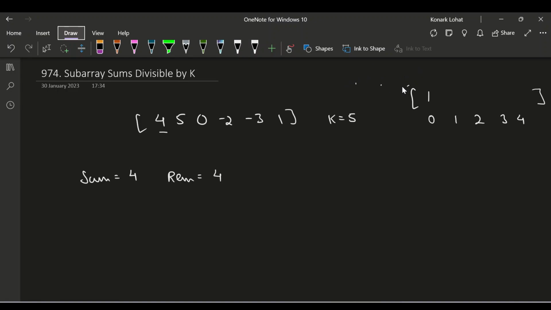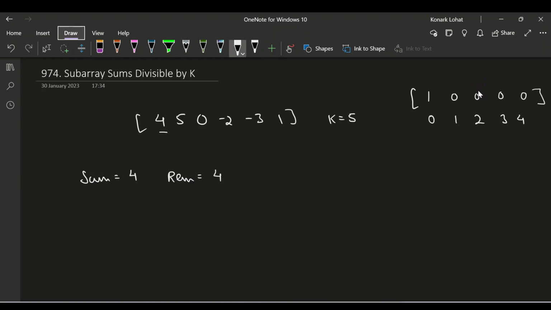So after observing this, I will initialize the 0th remainder with 1, because by default it will provide a subarray. Other than that, everything will be initialized with 0. Why is it so? Because if I find a subarray with a sum whose remainder is 2, it's not going to give me anything, right? It's not going to give me anything.